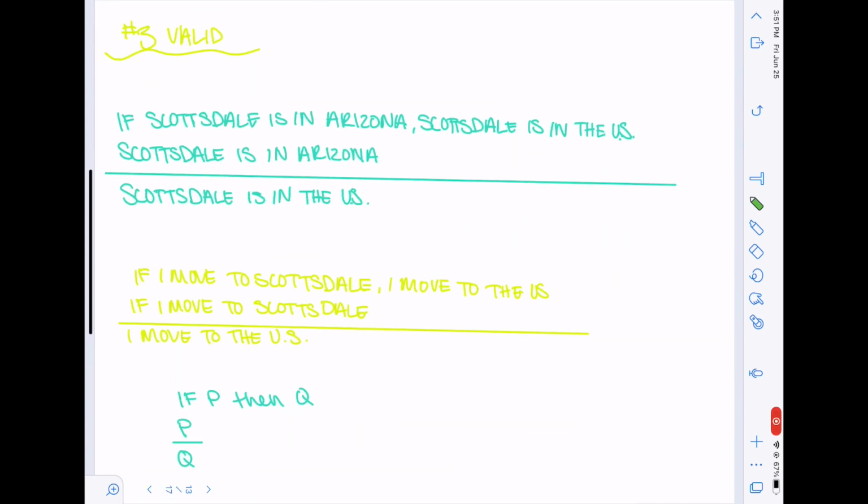Number 3, example of valid. If Scottsdale is in Arizona, then Scottsdale is in the U.S. Scottsdale is in Arizona, therefore Scottsdale is in the U.S. If I move to Scottsdale, I move to the U.S. If I move to Scottsdale, therefore I would be moving to the U.S. If P, then Q. P, therefore Q. Those are the bare bones of this.